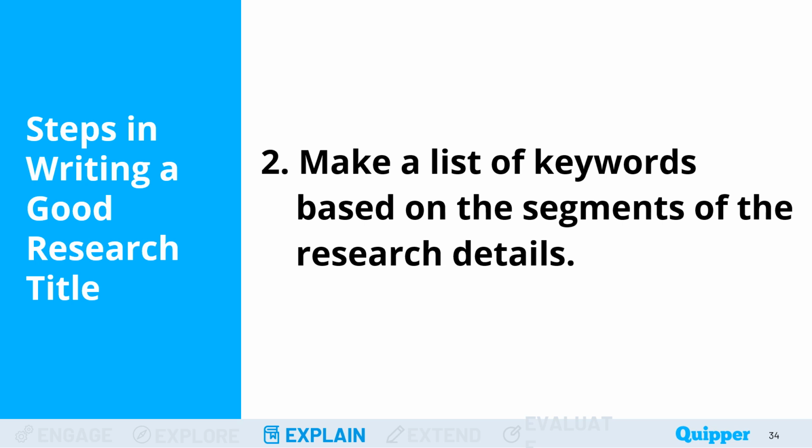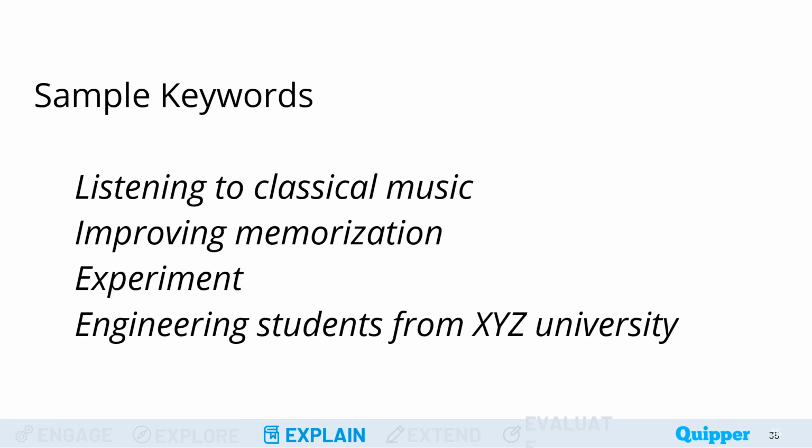So step 2, make a list of keywords based on the segments of the research title. You have to look for the proper keywords that you think capture the research that you're going to conduct. And then these keywords can be used in order to formulate your research title. Sample keywords: listening to classical music, improving memorization, experiment, engineering students from XYZ University.